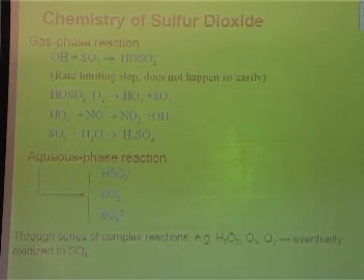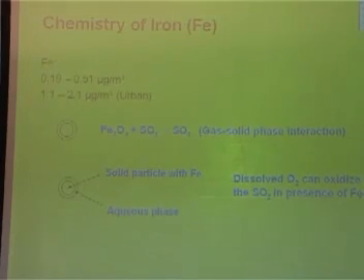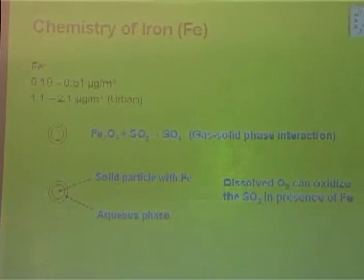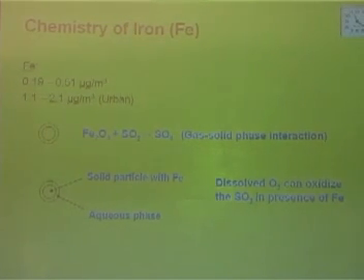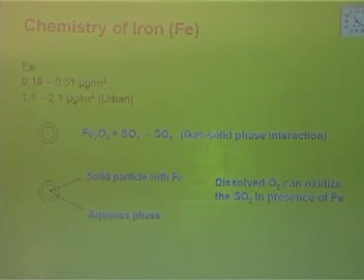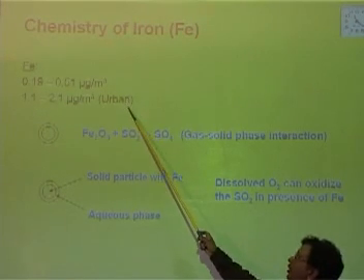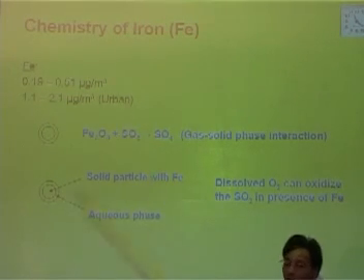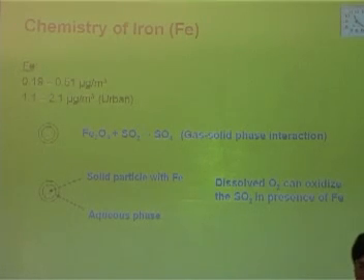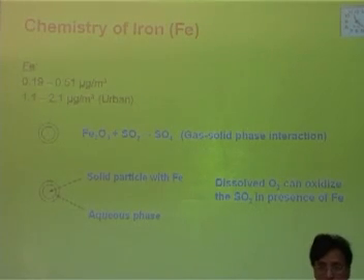Apart from the aqueous phase, reactions can also occur on the solid phase. Iron acts as a catalyst and speeds up the oxidation of SO2 into sulfates. These are the levels you might get in rural areas, but in urban areas the level of iron is very high, almost 2.1 micrograms. It's not a small number.